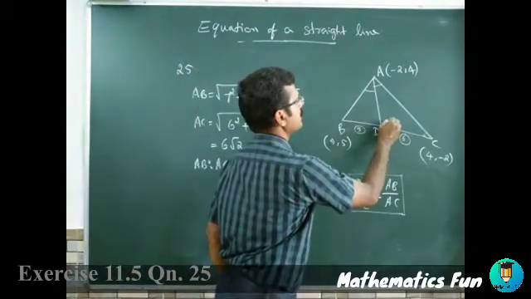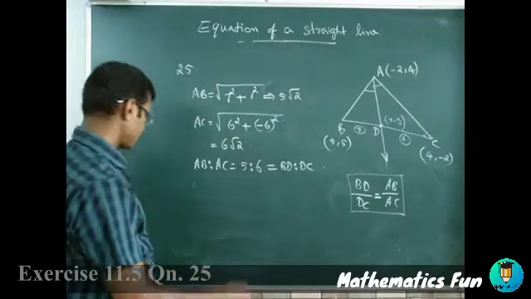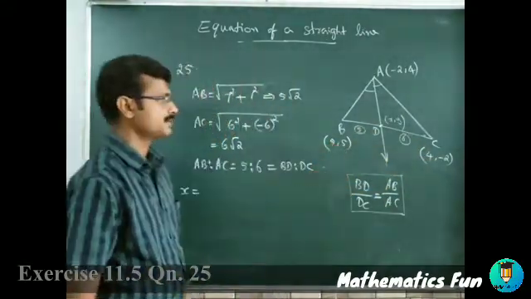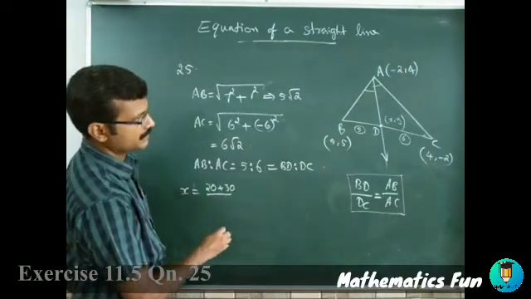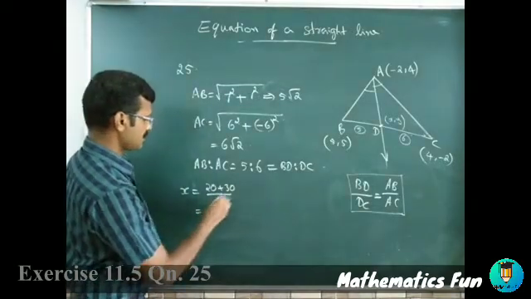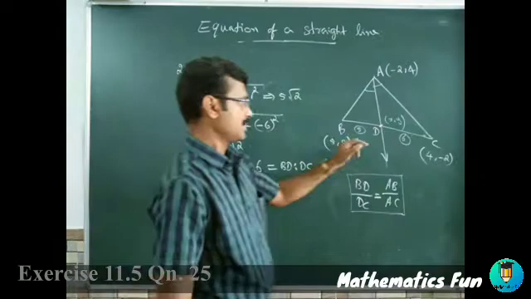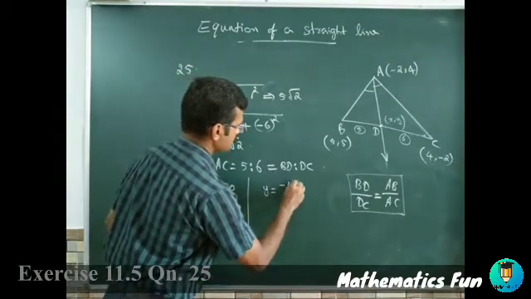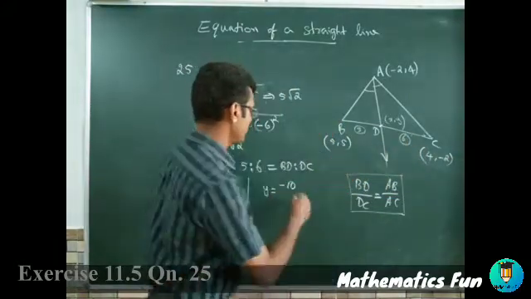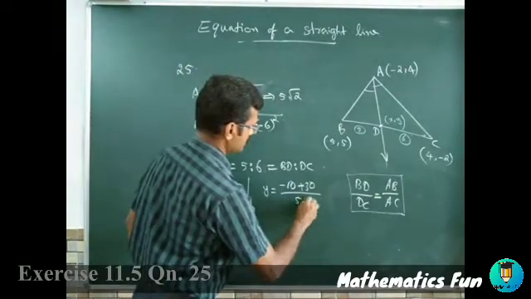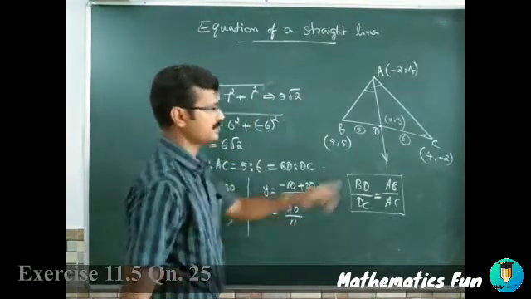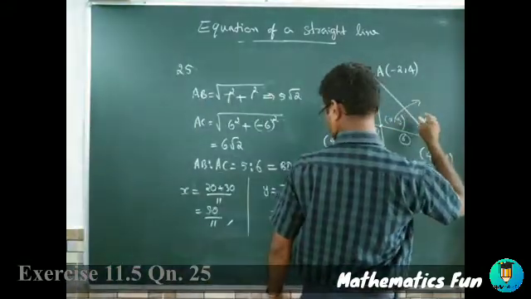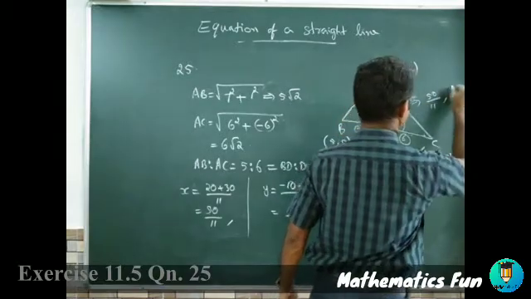Now we can write the coordinates of D. It will be x comma y. X I can find by section formula. X is equal to 5 into 4, 20, plus 6 into 5, 30, that is 50, divided by 5 plus 6, that is 11. So 50 divided by 11. Again for y, 5 into minus 2, that is minus 10, plus 6 into 5, 30, divided by 5 plus 6. That is 20 divided by 11. So that point x comma y I got is 50 by 11 comma 20 by 11.